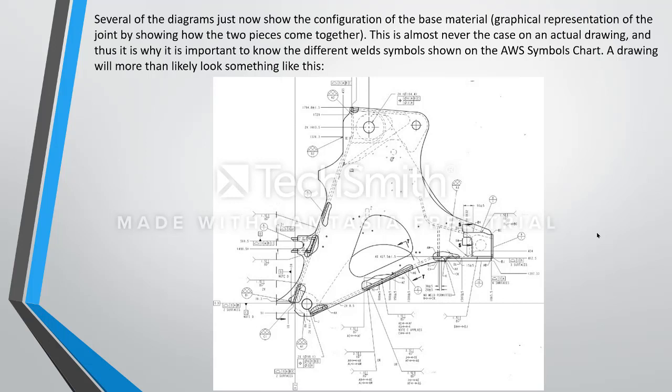Several of the diagrams just now show the configuration of the base material, a graphical representation of the joint by showing how the two pieces come together. This is almost never the case on an actual drawing, and thus it is important to know the different weld symbols shown on the AWS symbols chart. A drawing will more than likely do something like this.